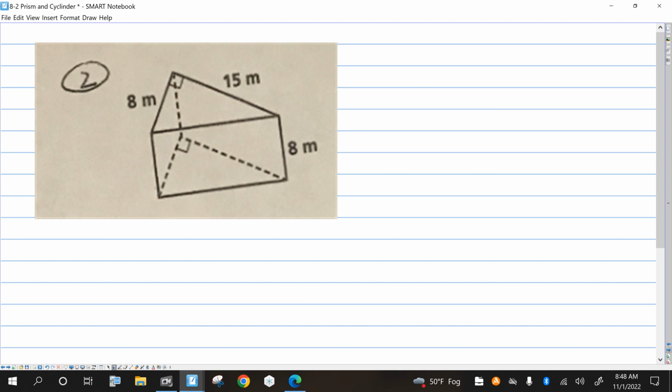Yeah, so this one is a right triangle. We've got a right angle there. Now, when we look at the base of this one, the base is the triangle, 8 and 15. Good, so I'm just going to shade it.